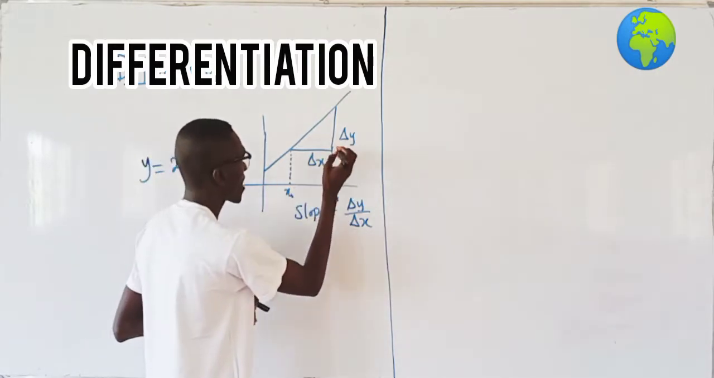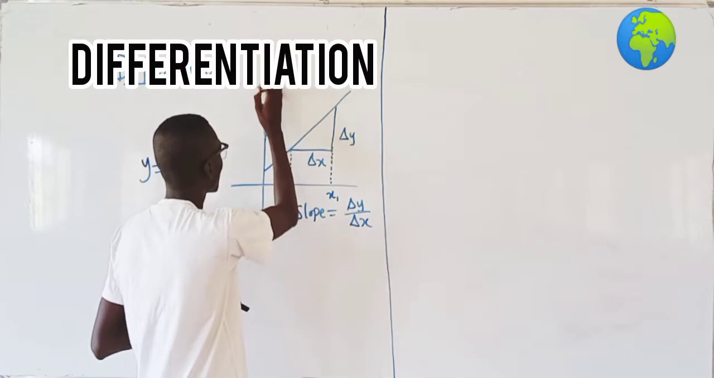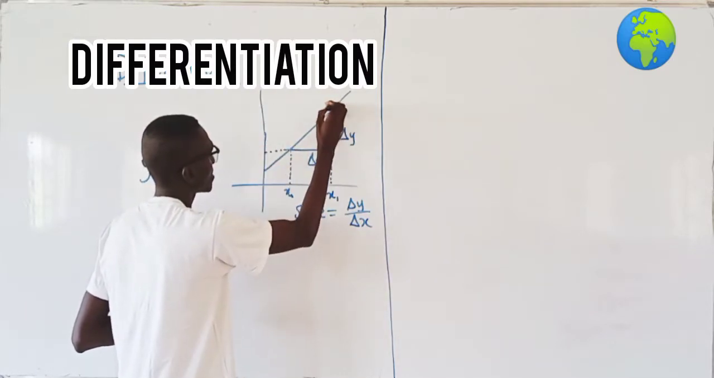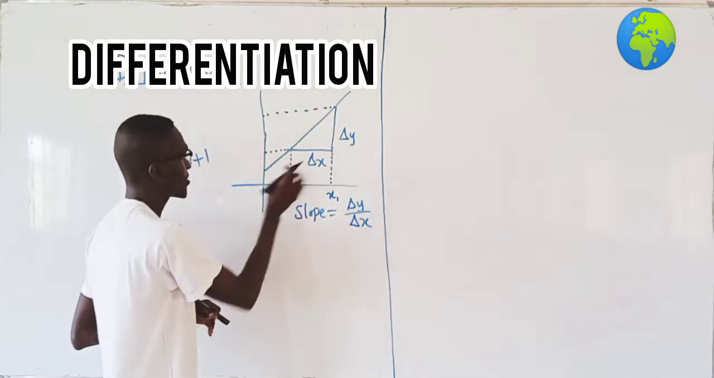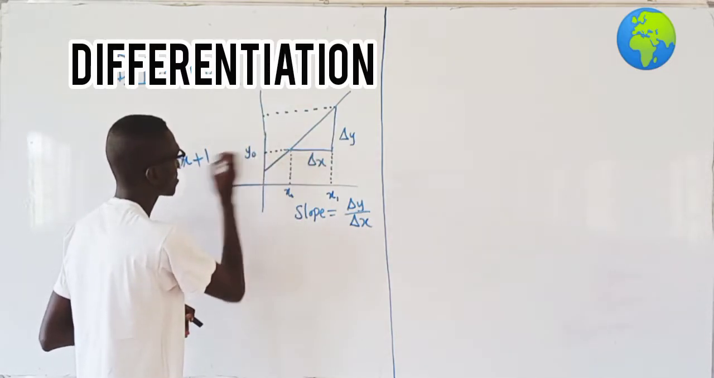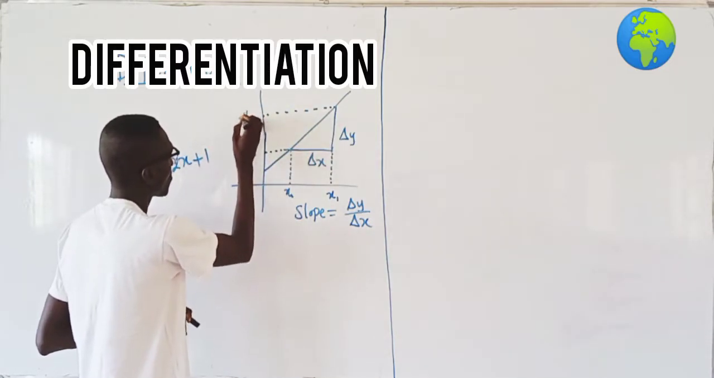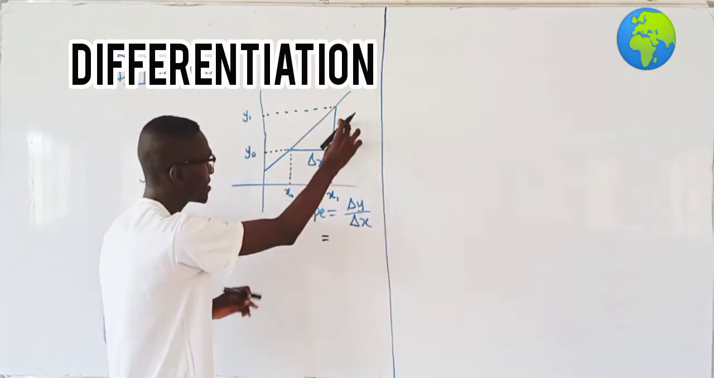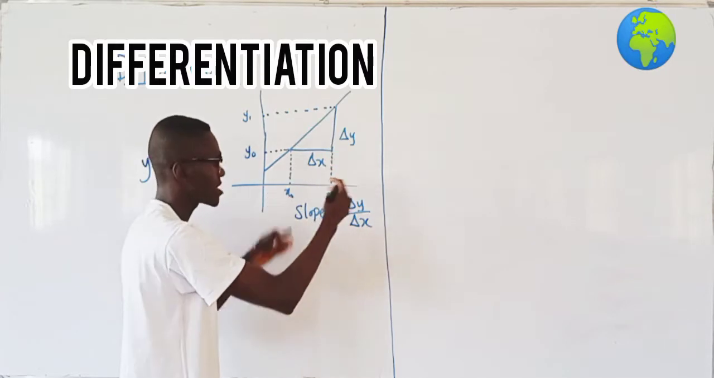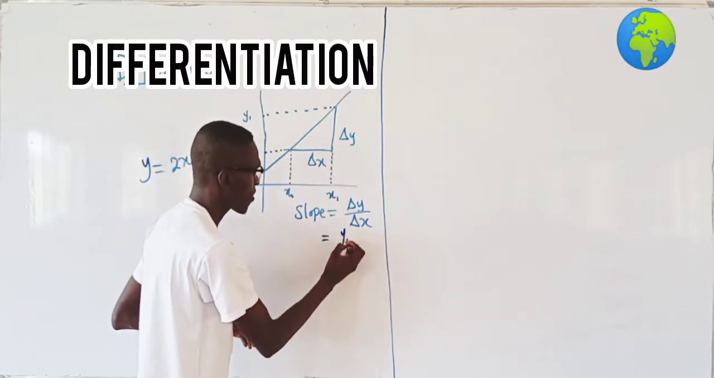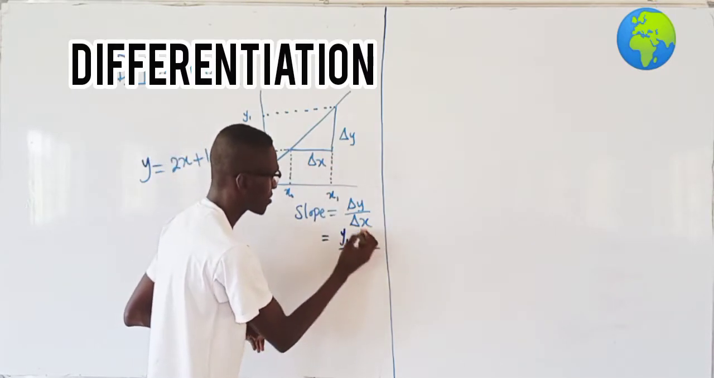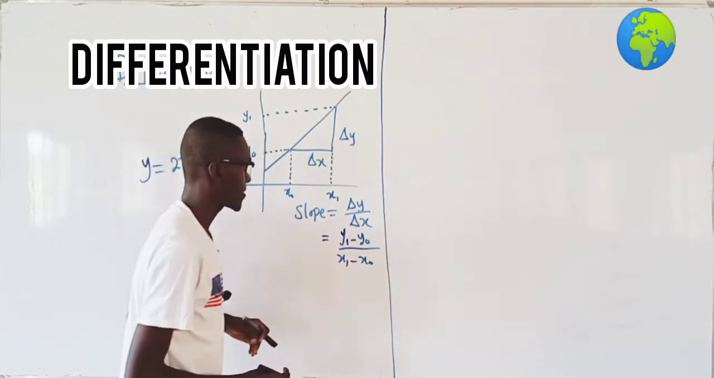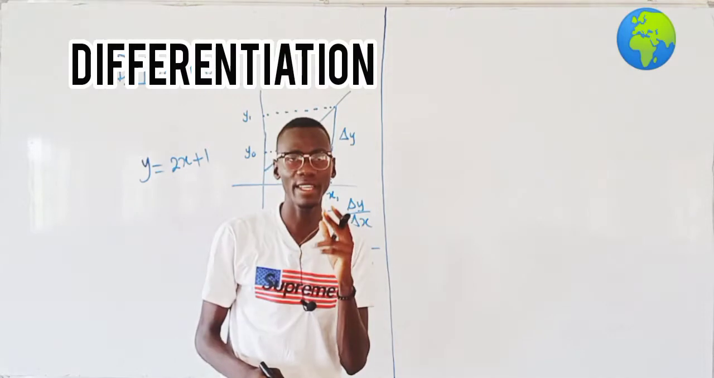For the change in y, we have a certain point for y here, which is our y naught, and this is our y1. The sign that looks like d means change. So the change in y is y1 minus y0, over the same thing for x, which is x1 minus x0. This is meant for just a straight line.